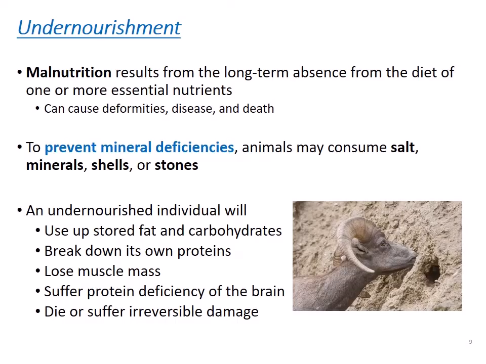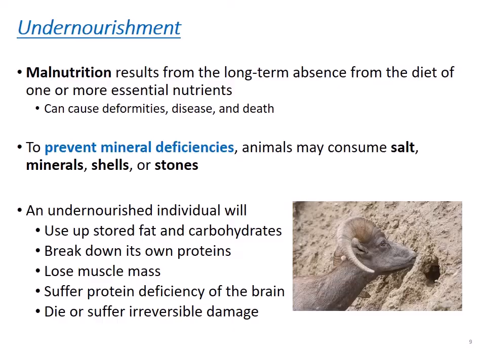So if an animal is malnourished, that's because they've had a long-term absence of one or more essential nutrients in their diet. This can cause deformities, disease, and even death. And some animals consume salt or minerals or shells or stones to prevent mineral deficiencies. There's a picture there of a bighorn sheep licking some soil to consume minerals.